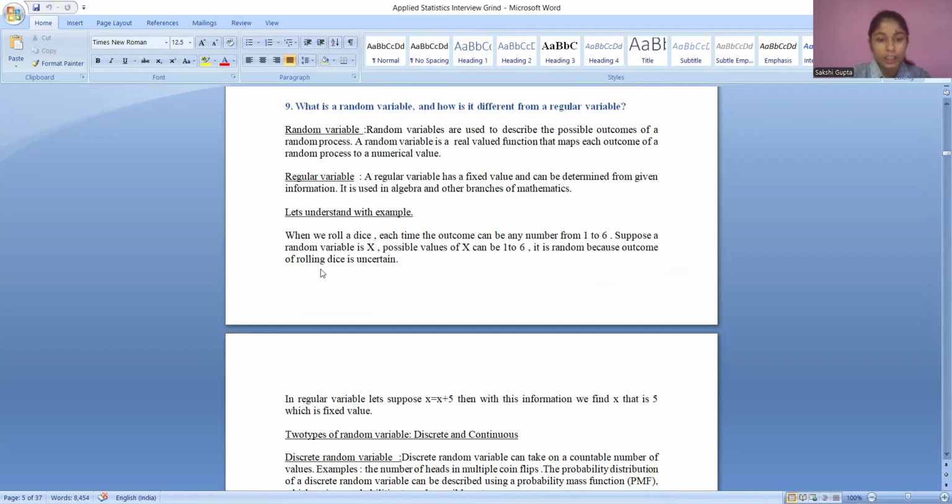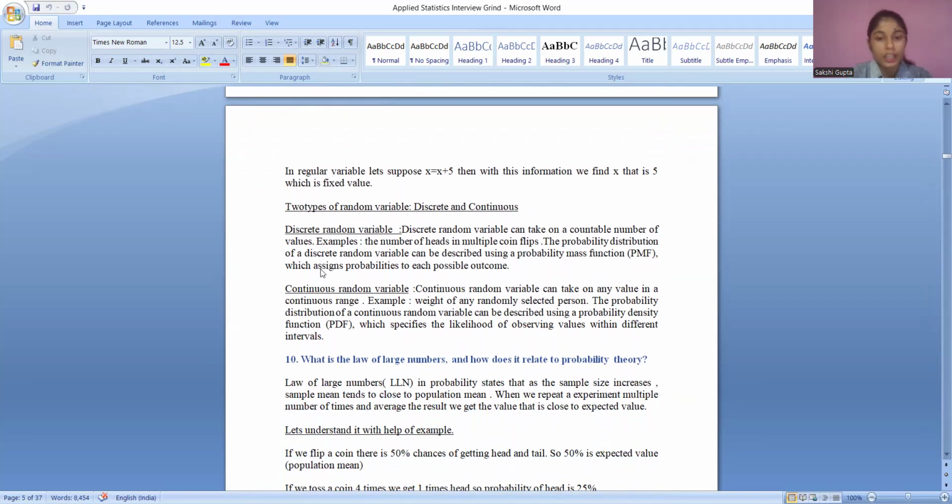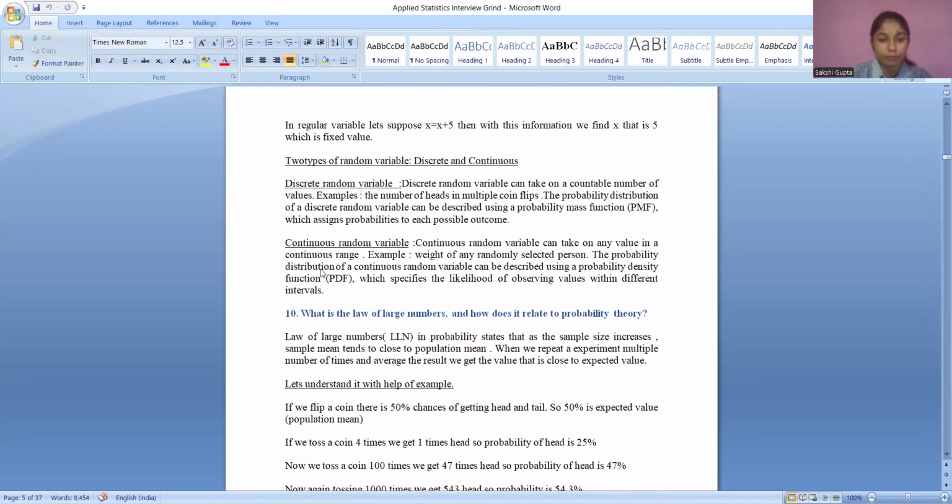Let's understand with an example. When we roll a die, each time the outcome can be any number from 1 to 6. Suppose a random variable is x, the possible value of x can be 1 to 6. It is random because the outcome of rolling a die is uncertain. In a regular variable, let's suppose x equals x plus 5. Then with this information, we find x, that is 5, which is a fixed value.